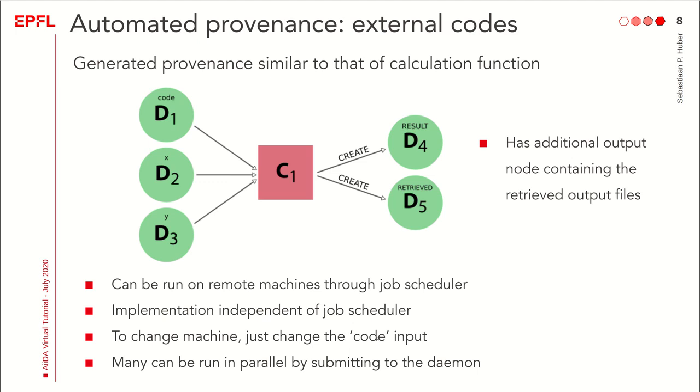Finally, unlike the calc functions, which you can only run one at a time, these calc jobs can be submitted to the daemon, which means that you can run many of them in parallel. This, of course, is very useful if you want to do high-throughput computing.